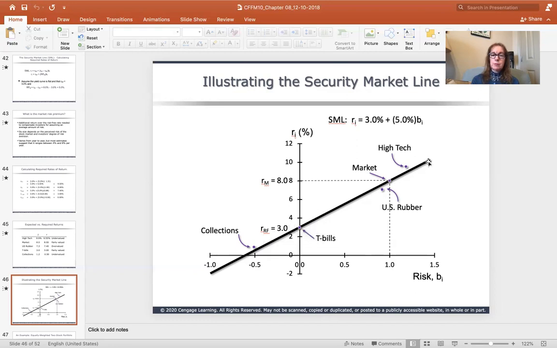As I was mentioning before, you can calculate the required return for various stocks, and they tend to cluster around this security market line. If you're right on the line, you're getting the proper amount of return for the risk. Up here, you are getting a higher return for the risk. Down here, it's a lower return for the risk. So they tend to just, like I said, cluster around this line.